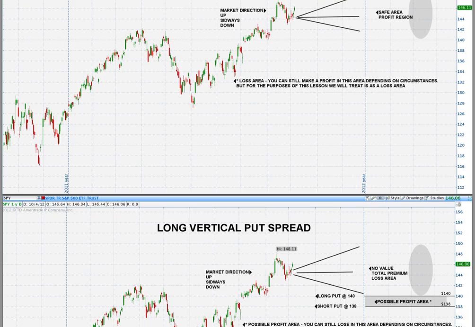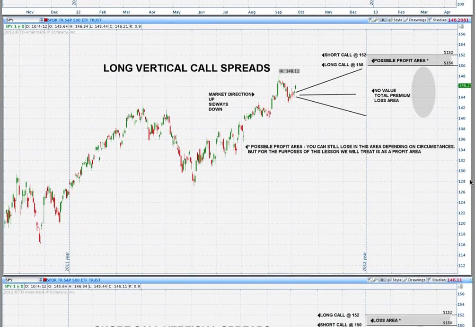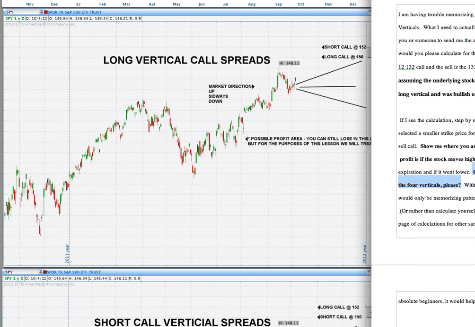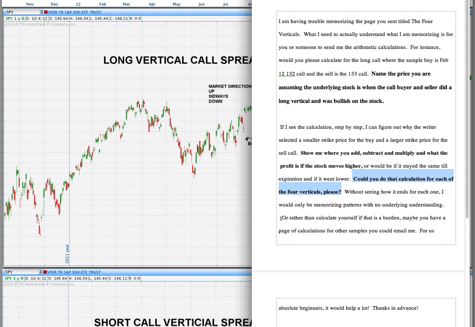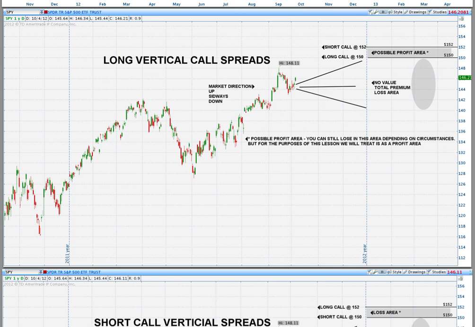Now, one of the subsequent questions that the student had was, show me where you add, subtract, multiply, and what the profit is if the stock moves higher. So we'll stay with the long vertical call.